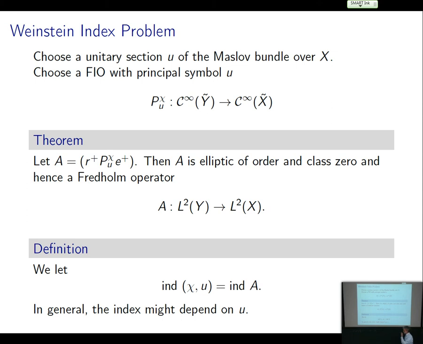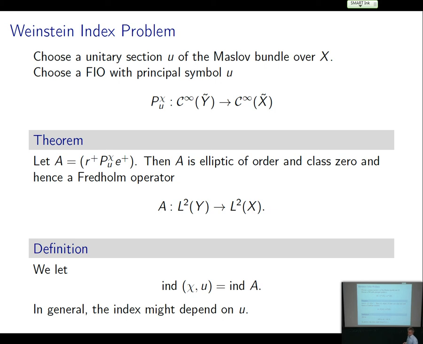So basically, I could explain this in private if somebody is interested, but it was much more difficult than I thought. But the good thing is, once you have this operator A, you can define the index associated with chi and u, the section u, as the index of this operator A that was constructed above. As in the standard case, it might depend on u.